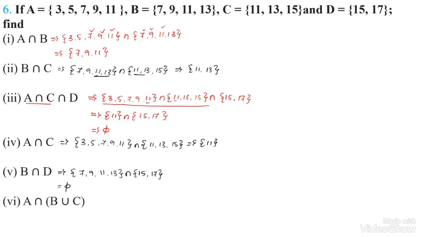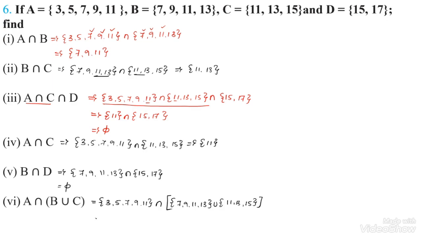Next, question number 6. First, I have to check A intersection B union C. First, I have written A: the elements 3, 5, 7, 9, 11. After that, I will make one intersection, then a bracket. I have to write B union C. B set I have written here, the elements 7, 9, 11, 13. Union means we have to combine the elements of both the sets: 9, 11, 13 and 15.